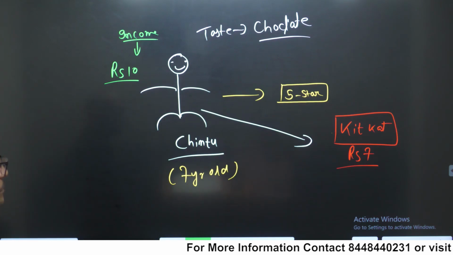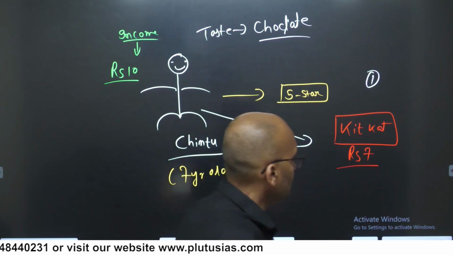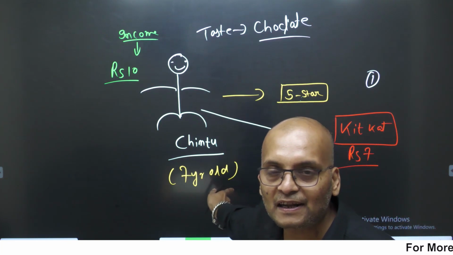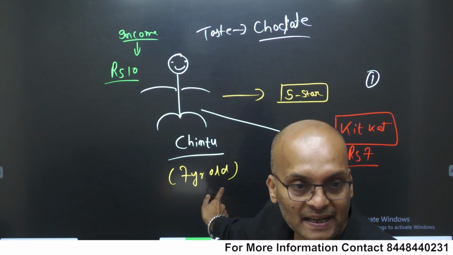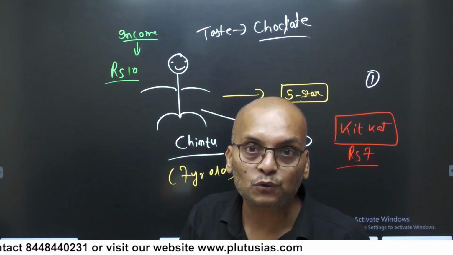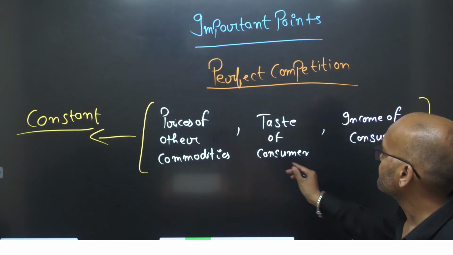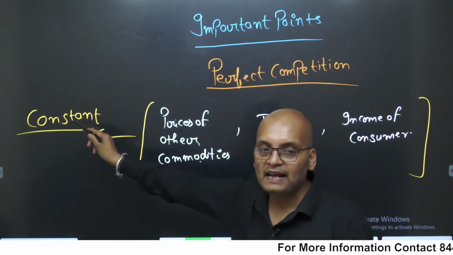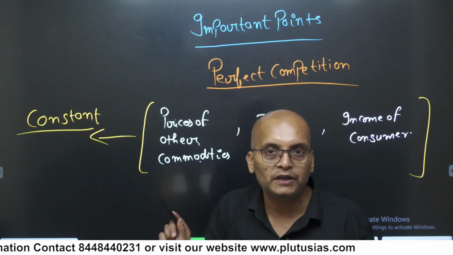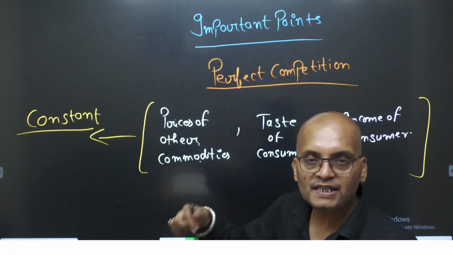Okay. Now, so this is factor number 1. That means if you are determining the price of 5-star, then the price of other commodities also plays a role. For determining the price of 5-star, you have to consider the price of other commodities. But what did Marshall say? Prices of other commodities are constant. Marshall is saying forget about the price of other commodities. Understood? Prices of other commodities play a role, but Marshall is saying forget about them.